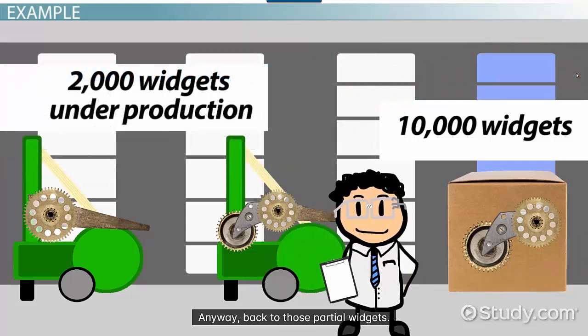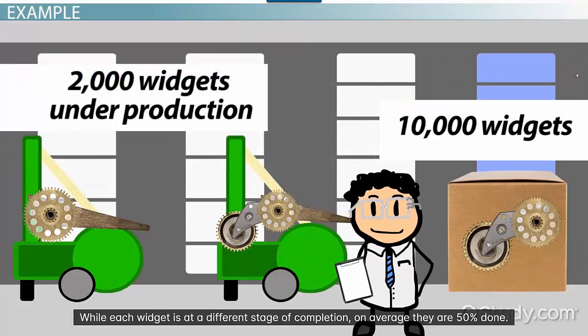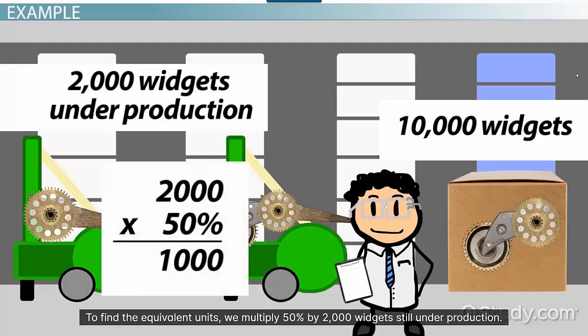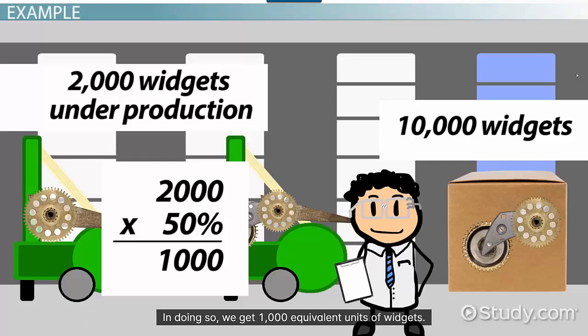Anyway, back to those partial widgets. While each widget is at a different stage of completion, on average, they are 50% done. To find the equivalent units, we multiply 50% by 2,000 widgets still under production. In doing so, we get 1,000 equivalent units of widgets.